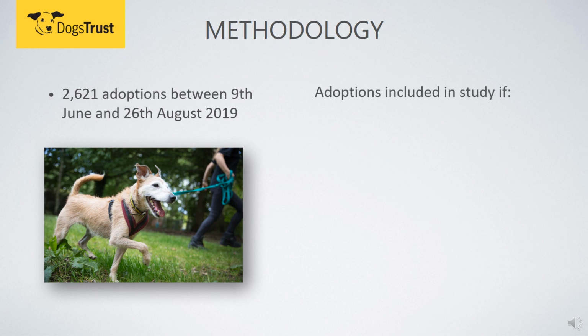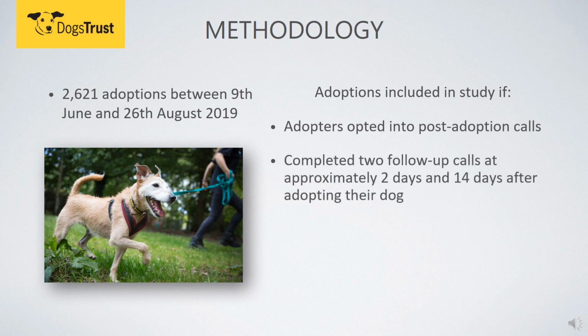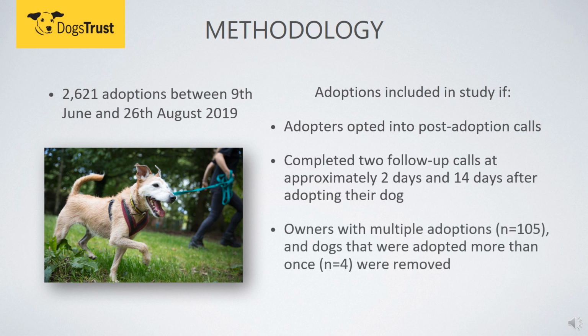Adoptions were included in the analysis if the adopter opted in to the post-adoption calls and completed the follow-up calls at 2 days and 14 days after adoption. Any owners with multiple adoptions during this time frame, and any dogs that were adopted more than once, i.e. they were adopted and then returned back to the centre and then adopted out again, were removed from the analysis, which left 1,419 adoptions.